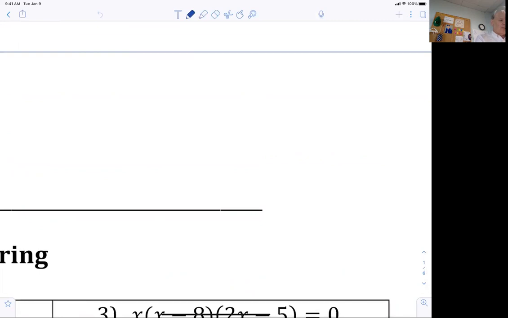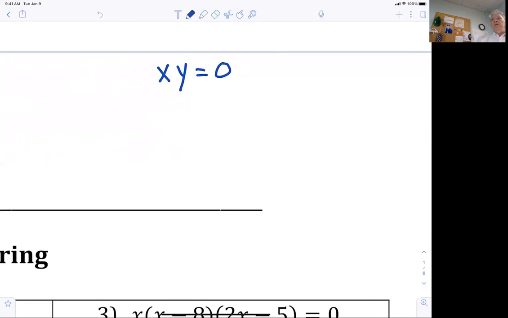So if I said x times y equals 0, what has to be true? One of them has to equal 0. All right, when you multiply two numbers together and it's 0, then one of them has to be 0. Technically, could both of them be 0? Yeah, technically both of them could be 0.